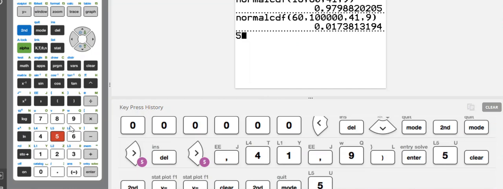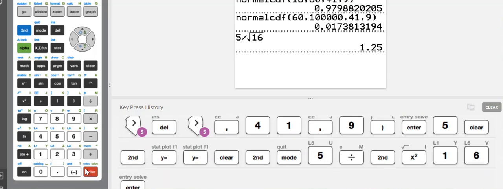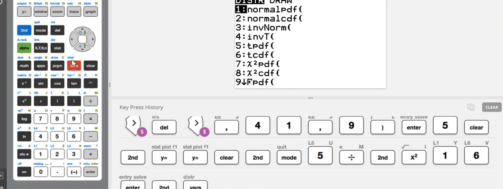So we have to do 5 divided by the square root of 16, which of course is the same as 5 divided by 4. So our sigma sub x bar is 1.25. All the other steps are the same, it's just we have to make sure that we're using this value for our sigma. So I do the second, and then distribution.